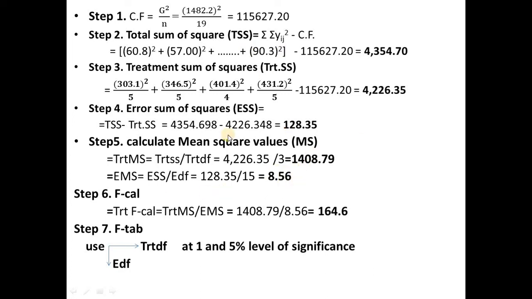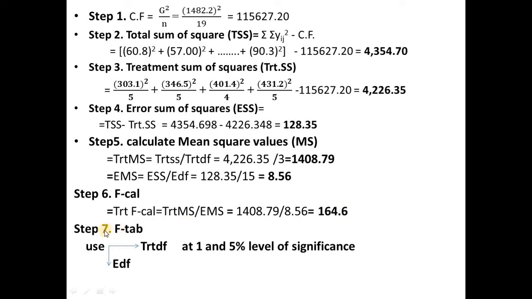Then after we have got all these values, we need to calculate the FCAL. Treatment FCAL is calculated as the treatment mean square divided by the error mean square. We just have to divide this value by this value, and we'll have the value of 164.6.